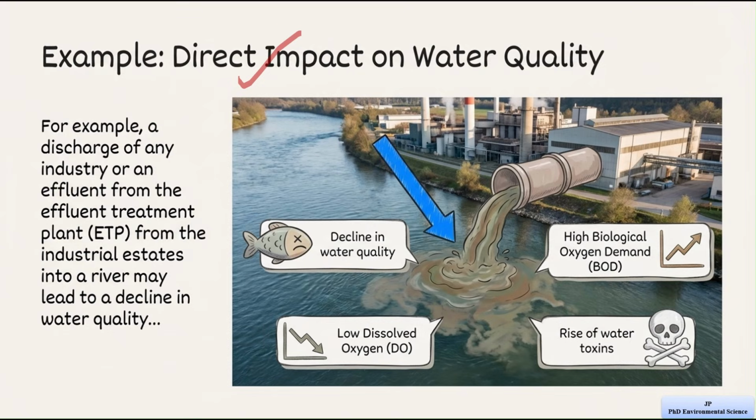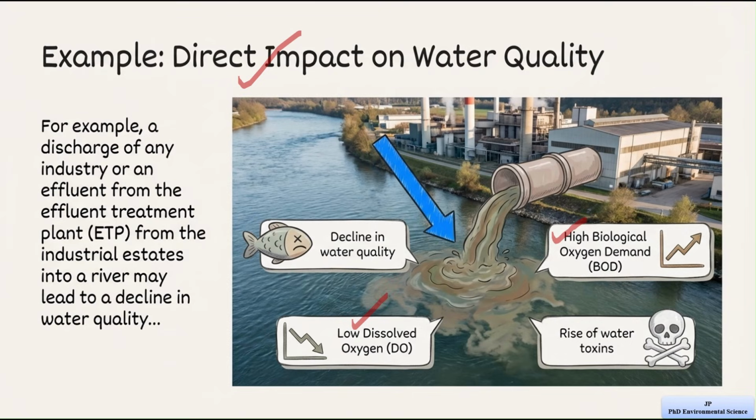So step 1, effluent discharge. Wastewater containing chemicals and organic matter enters the river. Step 2, increase in biological oxygen demand. Microorganisms start decomposing waste. They consume oxygen. Step 3, decrease in DO, dissolved oxygen. Oxygen level in water drops.